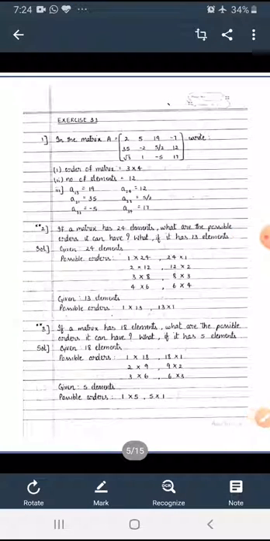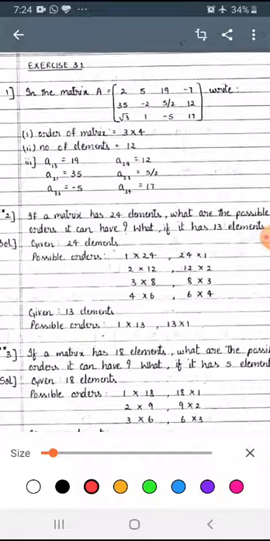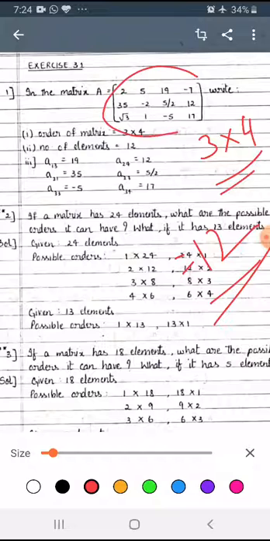Now we will see the exercise. See here, 3.1. In a matrix A, what is the order of this one? Yes, the order is: 3 rows are there and a total of 4 columns, so 3 by 4. Now they're asking in the question the number of elements. How many elements? 3 into 4, 12 elements will come. So a total of 12 elements in the matrix.